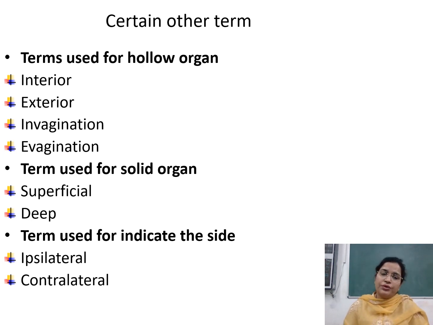Now, terms used to indicate the side: what are ipsilateral and contralateral? When the body is divided into equal right and left halves by the median plane or mid-sagittal plane, anything on the same side of the body is called ipsilateral, and anything on the opposite side is contralateral. For example, 80 to 90% of subjects are right-handed, and in right-handed people the dominant hemisphere, out of the two cerebral hemispheres, is the left cerebral hemisphere, so that is contralateral. Ipsilateral means anything on the same side of the body.